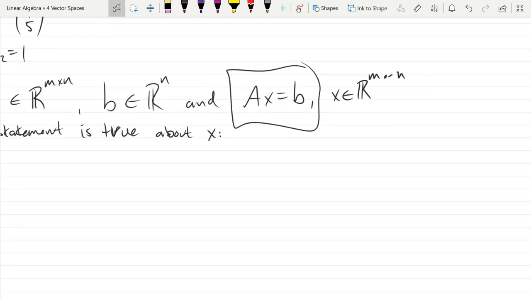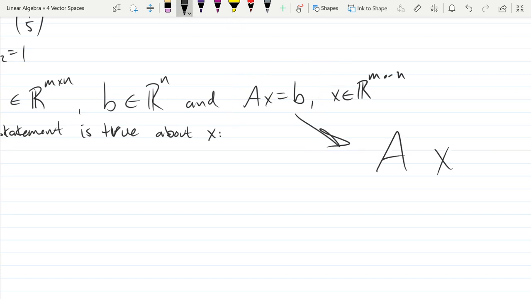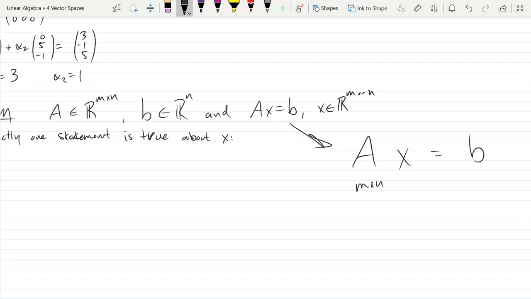So let's do a dimensional analysis over here. So A is M by N. I don't know what X is, but B is in n-dimensional space, so there will be N rows and one column. So figure out the dimension of X. That should be enough information right there. Inner dimensions have to match when you multiply. Outer dimensions give you the dimension of the product. Uh-oh. I think we have a problem.